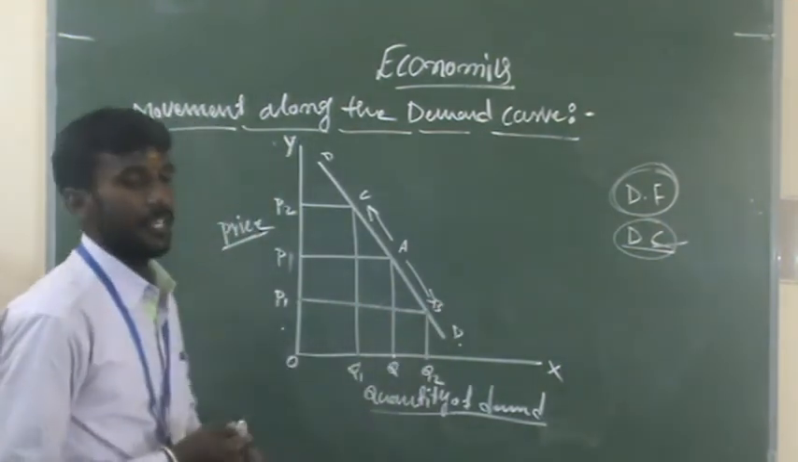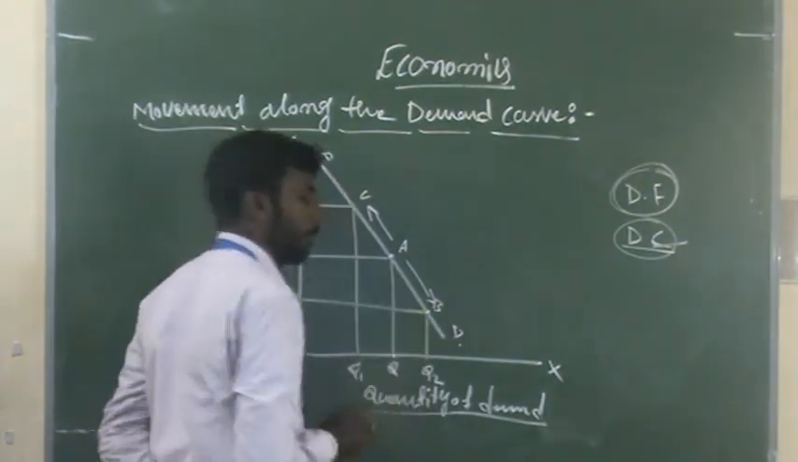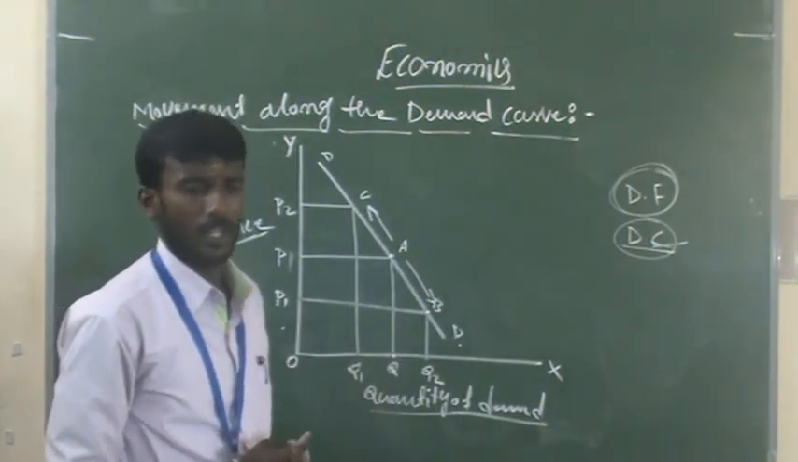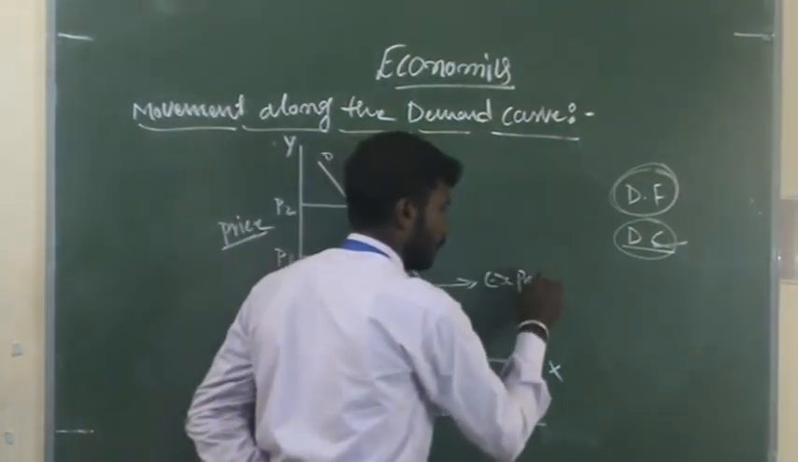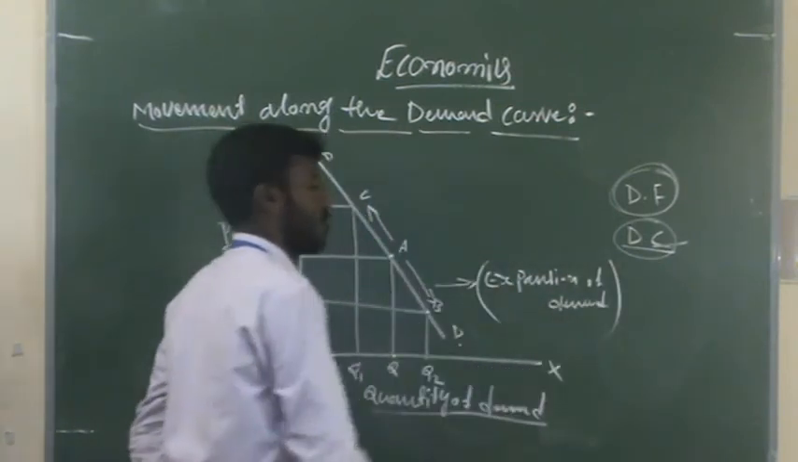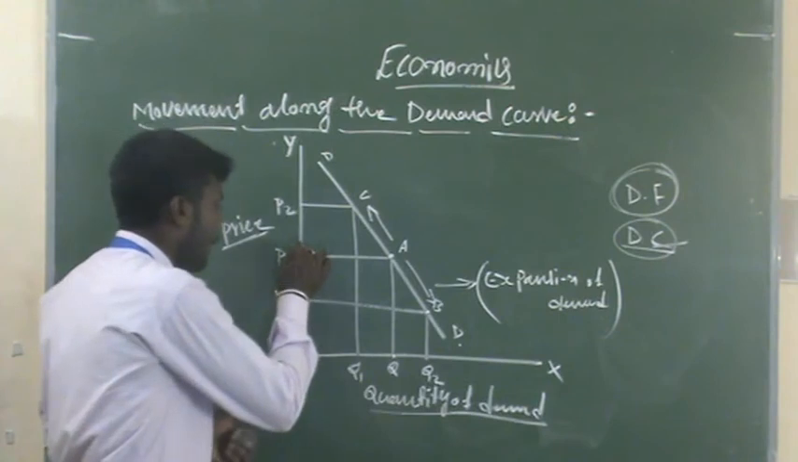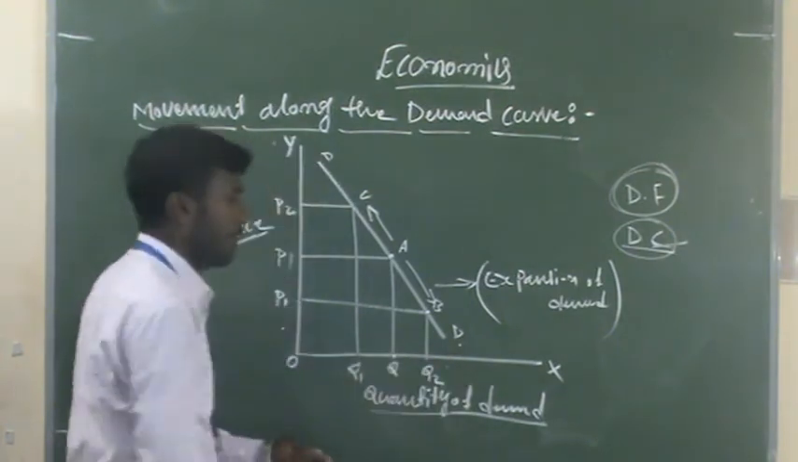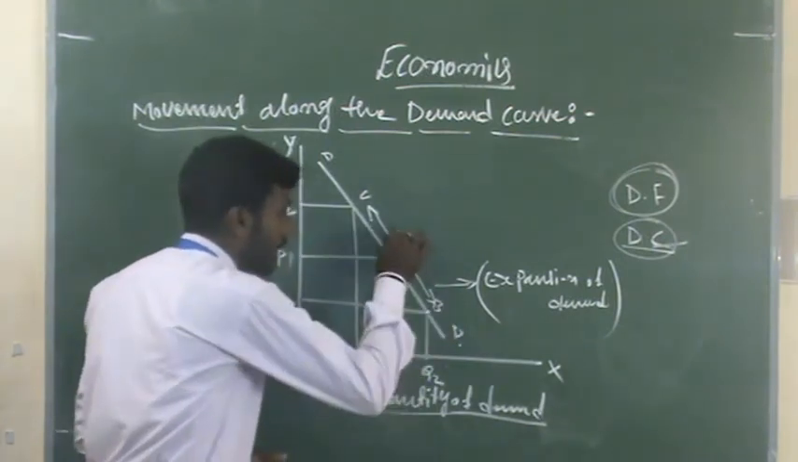In this situation, the demand curve moves from point A to point B, downward. In this type of situation, we are going to consider expansion of demand. Once again I repeat, when the price of the good decreases from P to P1, the quantity demanded of that good increases from Q to Q2. In this situation, the movement is downwards along the demand curve, A to B.